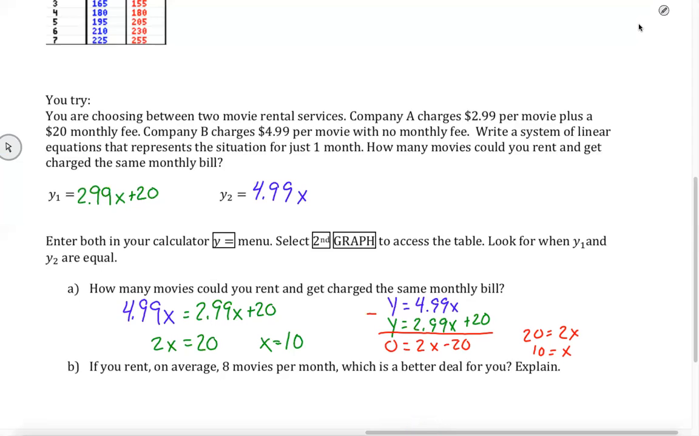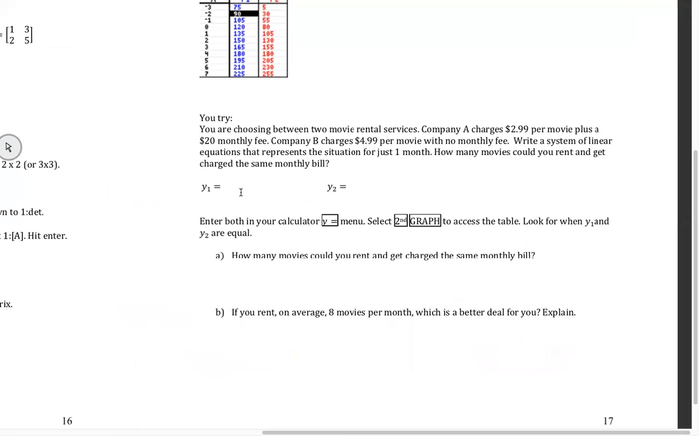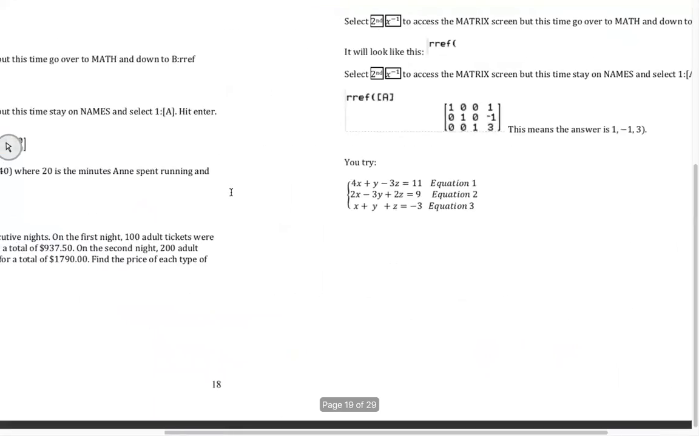So it says if you rent on average 8 movies per month, which is a better deal for you? This answer is probably answered easier by the graphing method because you're going to want to pick the line that's below the other one. But to answer this question, it's actually going to be the green line, company A. All right. Moving on. Wait, I have a question for that one.